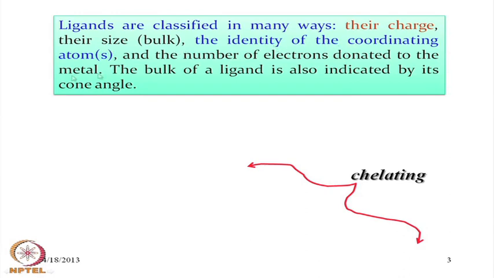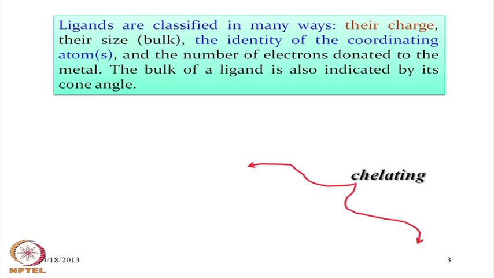Then the identity of the coordinating atoms, what type of coordinating atom we can have, and the number of electrons donated to the metal through these ligands, that means how many bonds they form with the metal center, whether a single bond, a double bond or a triple bond to the metal center. And sometimes the steric bulk; this bulk is not related to the size of the atom from oxygen to nitrogen to sulfur, but is related to the steric bulk on the ligand and is indicated by its cone angle.